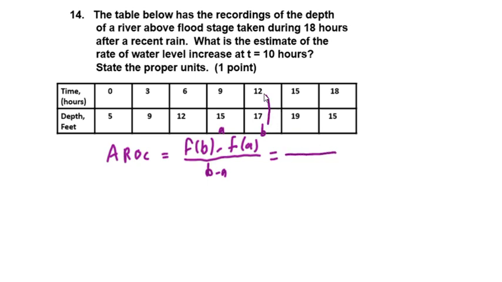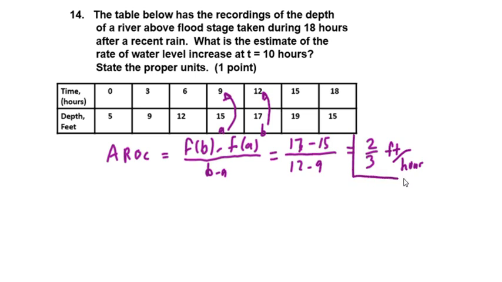Okay, actually b is going to be 12, and a is going to be 9. So we have 12 minus 9 in the denominator, and we have 17 minus 15 in the numerator. So we're going to have 2 over 3, which is 2/3, and that's going to be feet per hour. So an increase in feet per hour. Okay, as I was about to do, you got to be careful because you can easily mix this up and get 3 over 2.